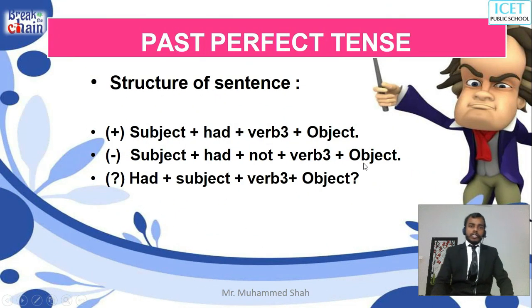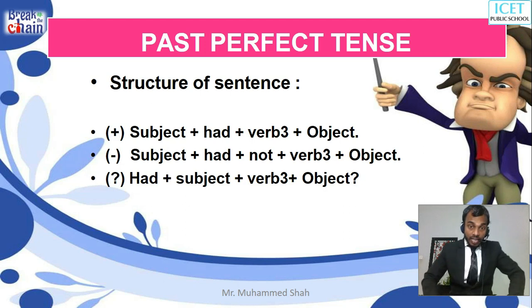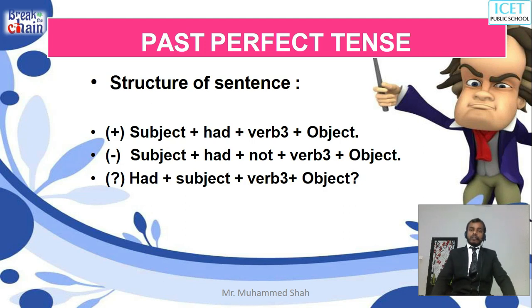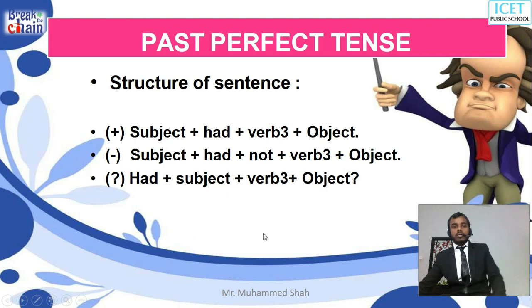Past perfect tense structure: the positive sentence is subject plus had, then the V3 form of the verb and object. Negative sentence: after had we add not, had not. Then question: we start the sentence with the auxiliary had plus subject plus V3 form of the verb, like this. Simple. You can look into this and learn it.